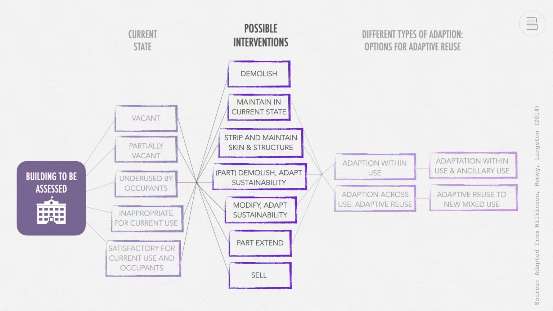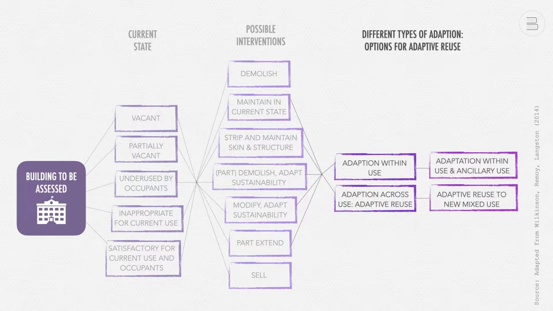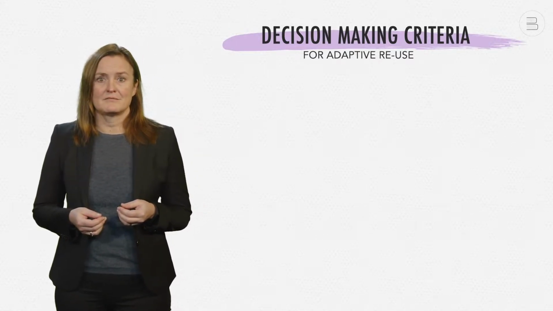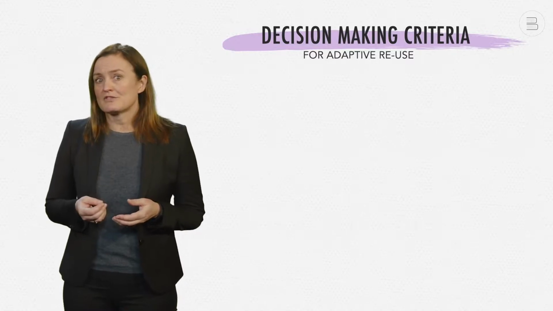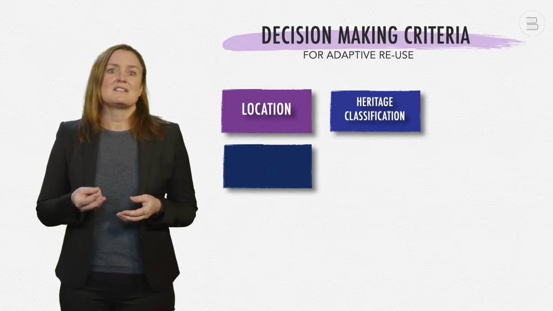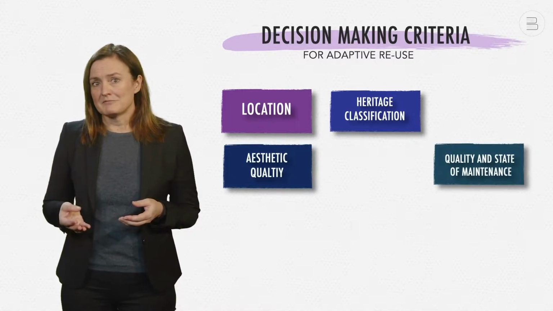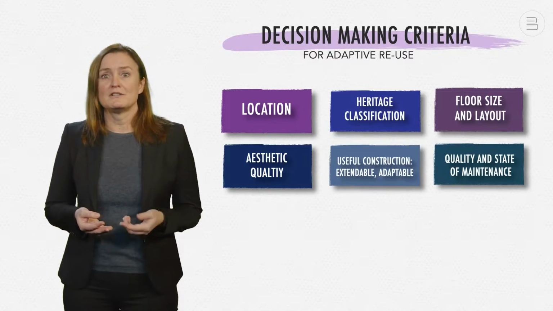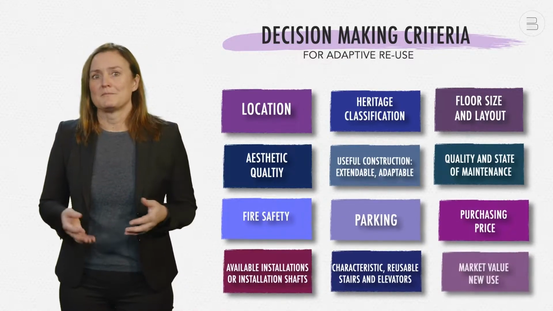Firstly, adaptation within use or cross-use, adaptive reuse, and afterwards, adding an ancillary use or adaptive reuse to new mixed use. Which option is chosen depends on several criteria. Some of the most important criteria are type of location, heritage classification, aesthetic quality, quality and state of maintenance, floor size and layout, useful construction, extendable, adaptable, and so on.